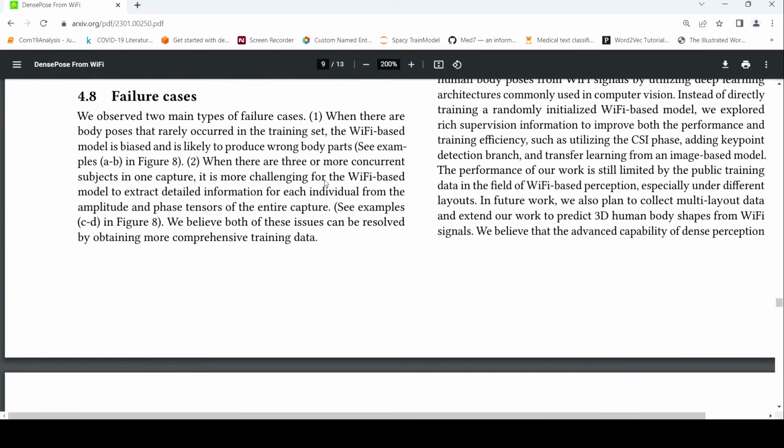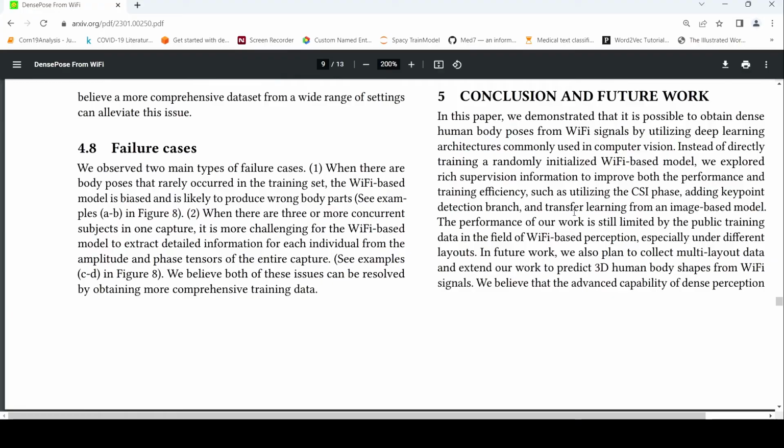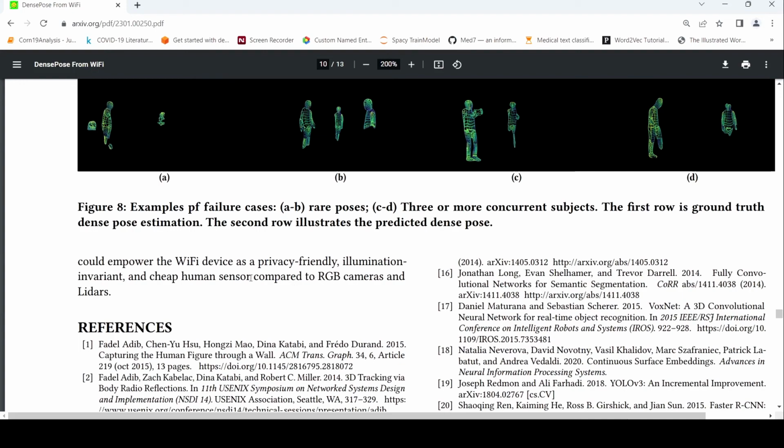Okay. So in conclusion, what they say is that they have demonstrated that it is possible to obtain dense human body poses from Wi-Fi signals using deep learning architectures which are commonly used in computer vision. Instead of training a randomly initialized Wi-Fi-based model, if you do supervision based on an image-domain network, a kind of distillation between the teacher network and student network, the performance improves. They improved the efficiency using this keypoint detection branch, utilizing the CSI phase, and transfer learning from an image-based model. It is still limited by the public training data in the field of Wi-Fi-based perception under different layouts. In future, they want to collect multi-layout data and extend this. This is an interesting idea, more privacy friendly, illumination invariant, and a cheap human sensor compared to RGB cameras and LiDAR.